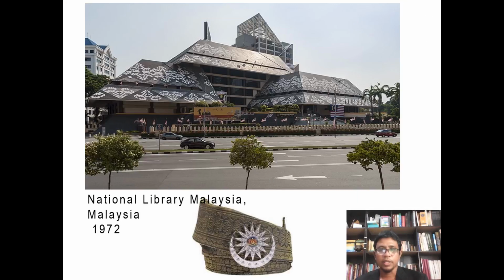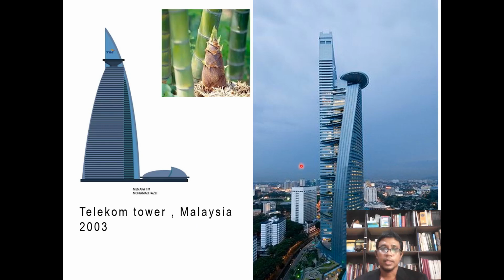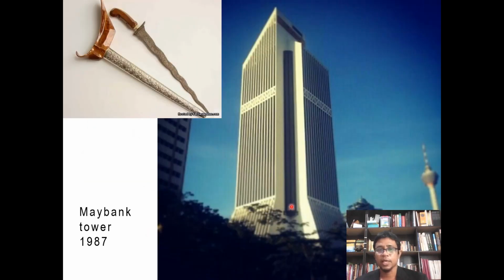Okay, in Malaysia, we have the National Library of Malaysia that was built in 1972, inspired by the tengkolok. You can see the use of the songket pattern in the roof. All right, the Telecom Tower, inspired from the rebung, we call it pucuk rebung. The Telecom Tower was built in 2003. We have Menara Maybank, or Maybank Tower, in 1987, inspired by the Malay weapon, the keris.